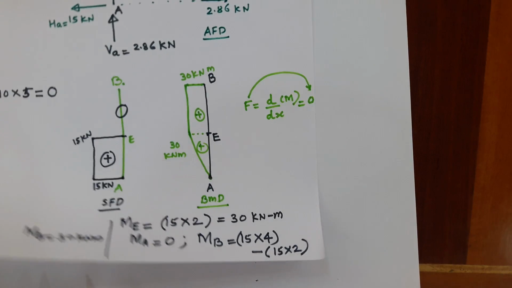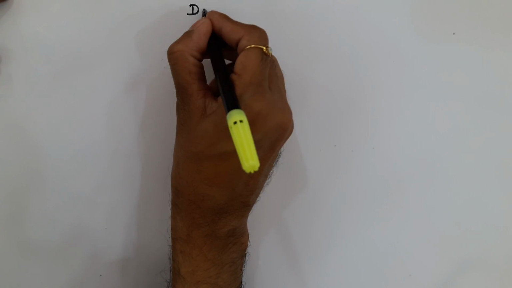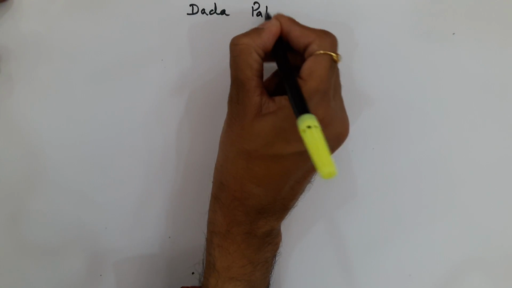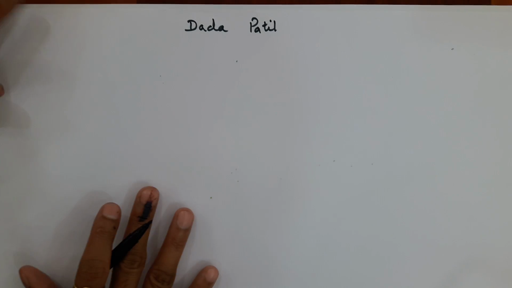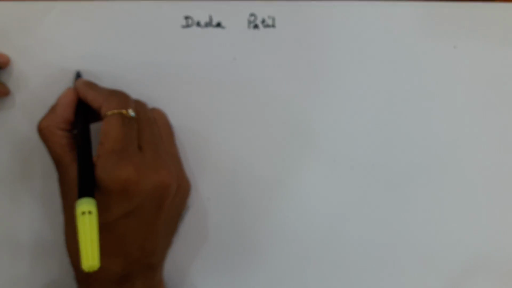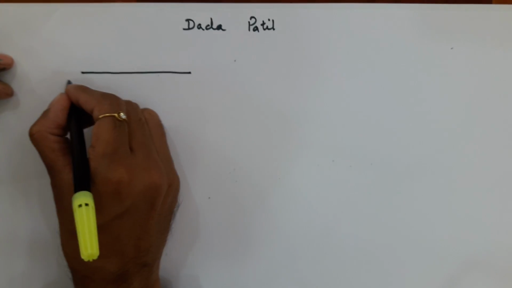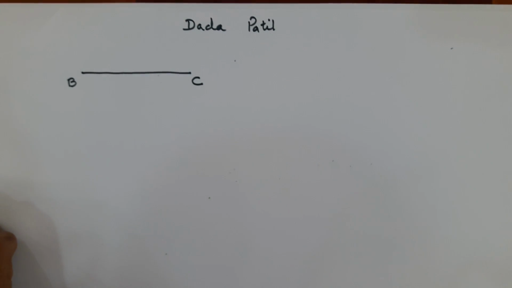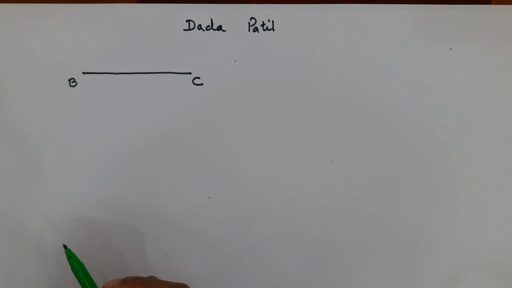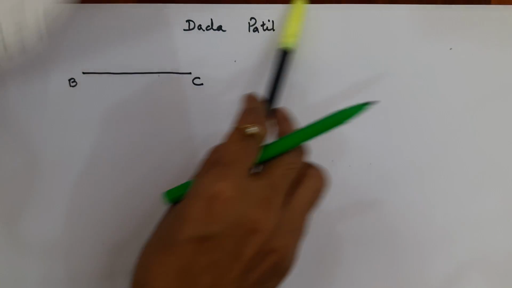Now going to part BC. Let me try to draw the free body diagram of BC. Now again it is very simple, equilibrium rule.